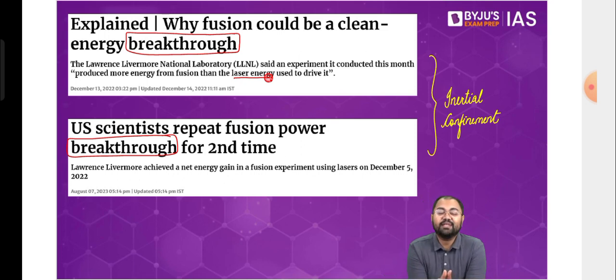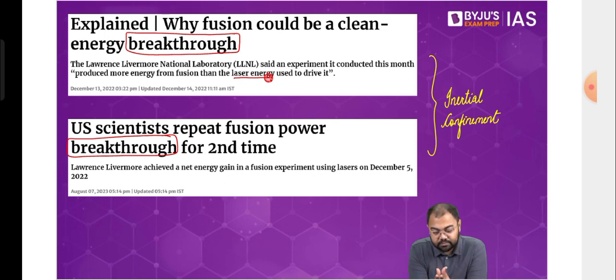Now, ultimately, if you want something to be used on a daily basis, if you want something to be used commercially, if you want to drive electricity into homes with the help of nuclear fusion, then if you are using more energy than you actually produce, it makes no sense. It doesn't mean anything if you are using 100 joules of energy and producing 50 joules of energy. It should be the opposite: you use 50 joules of energy and you produce 100 joules of energy, right?